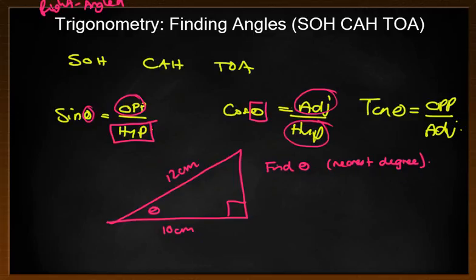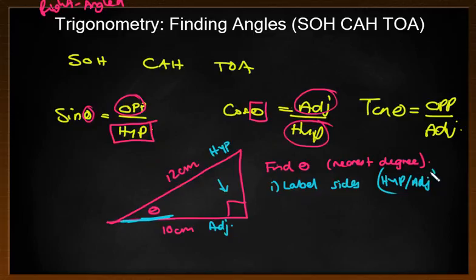Like we saw last lesson, the very first step is still the same. We want to label the sides. In regards to theta, the 12 centimeters would be called the hypotenuse because it's opposite the right angle, and the 10 centimeters would be the adjacent side because it's next to the theta. So I'm going to write that down: hypotenuse and adjacent, which means that for H and A, or A and H, we're looking at cos.